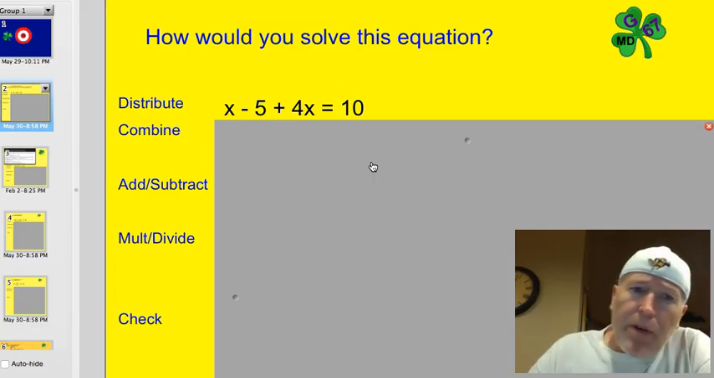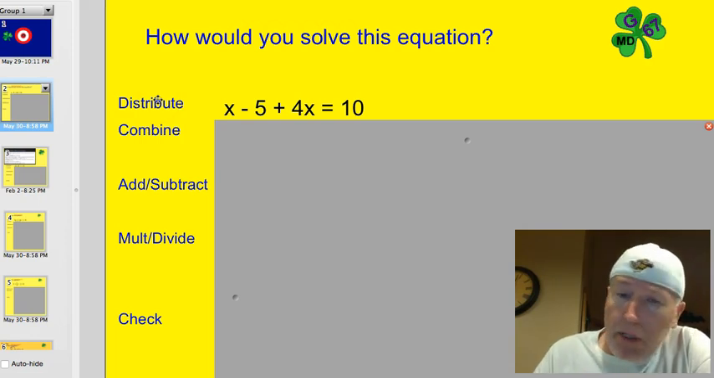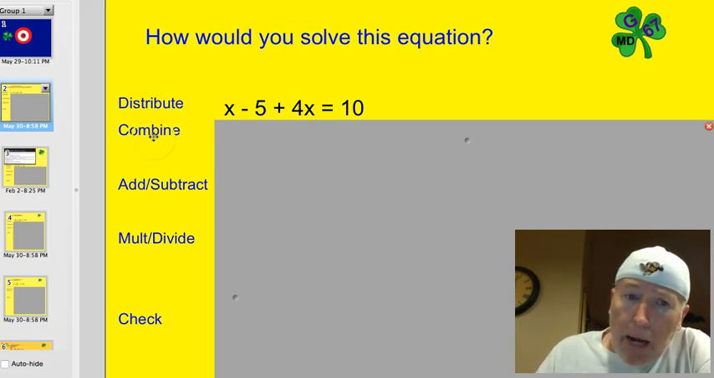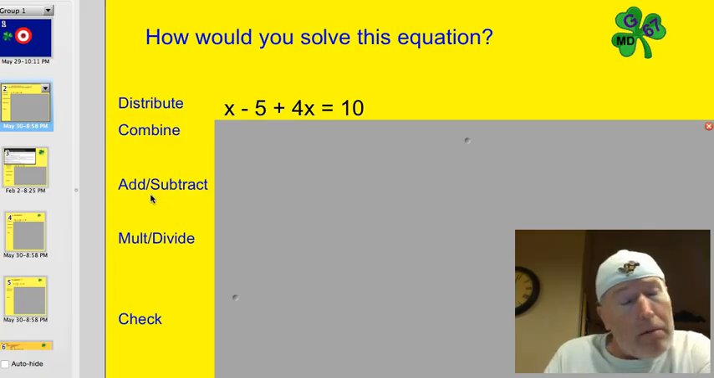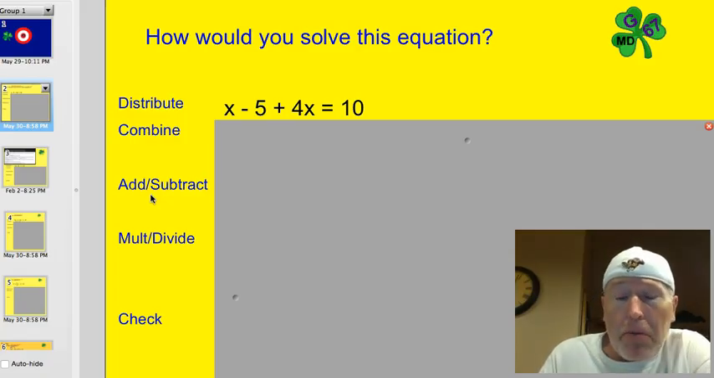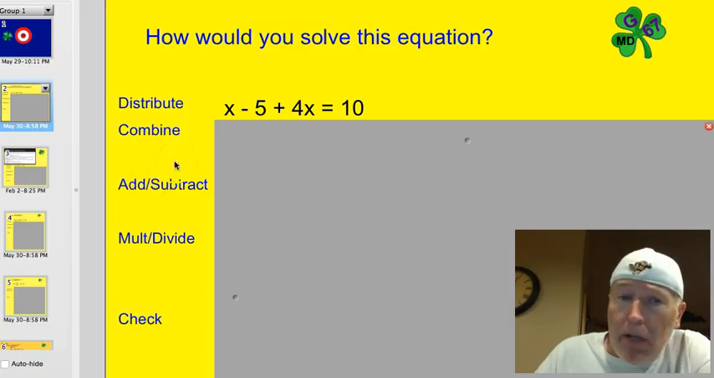But if you follow these general steps, look for: do you have to use the distributive property? In this case, we don't. Can you combine any like terms? Then can you add and subtract? If you follow along with me, we'll work through it and get through this in no time with no problem. So we don't need to use the distributive property, but we can combine some things.